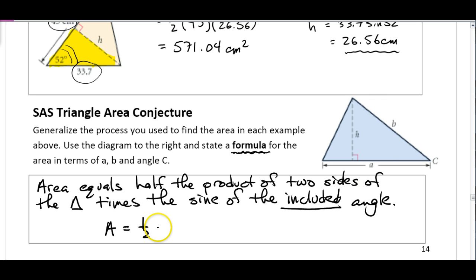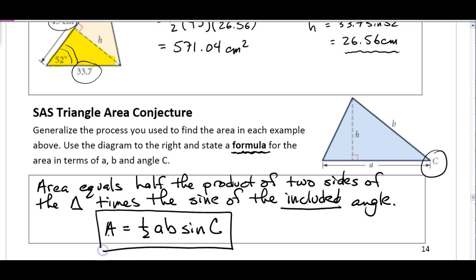In symbols, area equals 1/2, and then the two sides that we have here are A and B. A times B, and the angle that's in between them is C, so AB times the sine of angle C. Basically you just need any two sides of the triangle and the angle in between the two sides. You do half the product of the two sides times the sine of the angle.